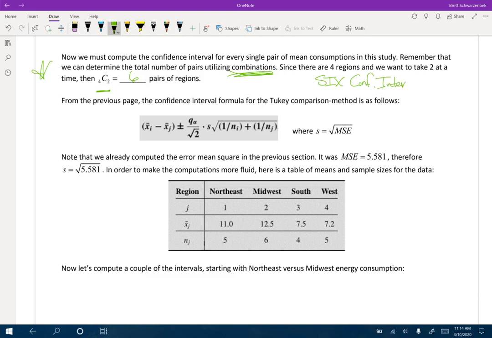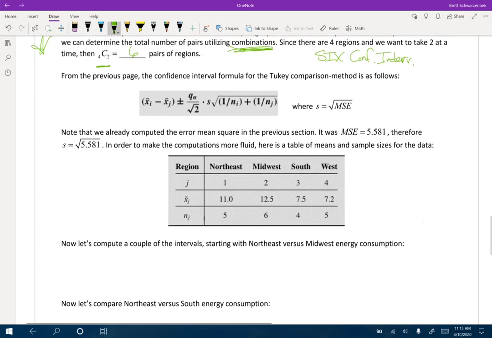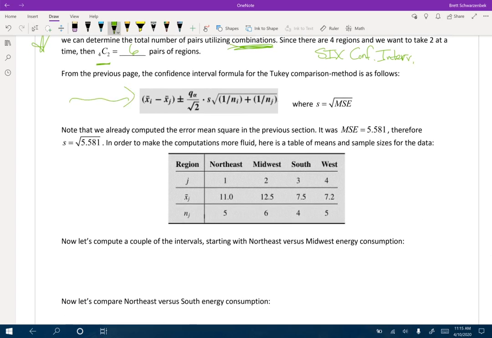Now, we're not going to calculate all of them. We're going to do 2 of them, and then I'm going to show you the rest of them for interpretation purposes. But it's valuable to calculate 2 of them to make sure that you understand what you're doing. So I brought back the formula here for you. Remember that we already did these values, 4.05 over root 2. So we just have to find S. Well, S is equal to the square root of MSE.